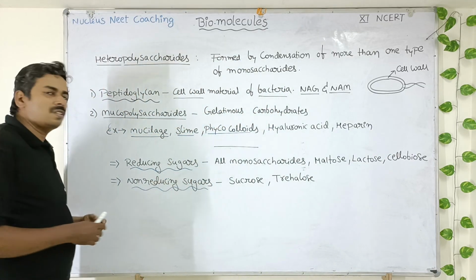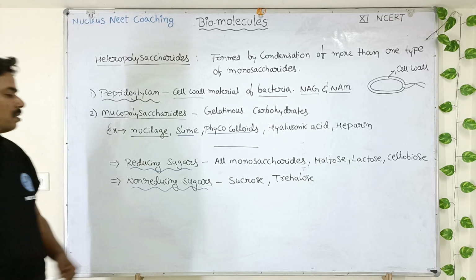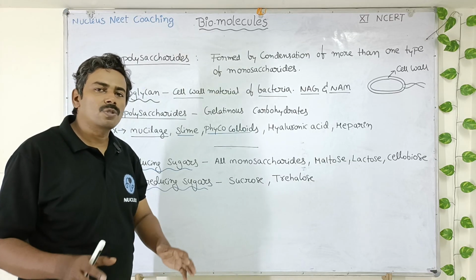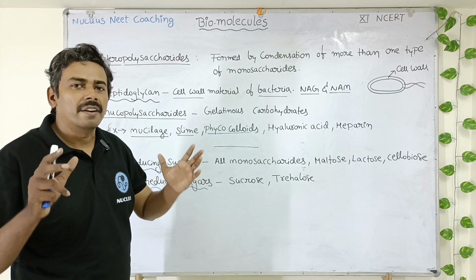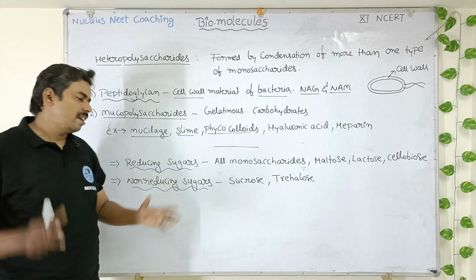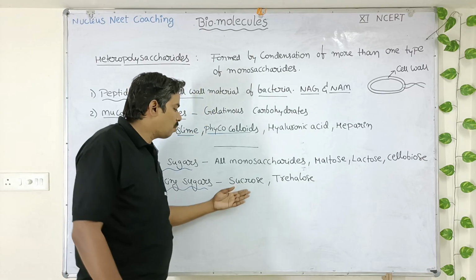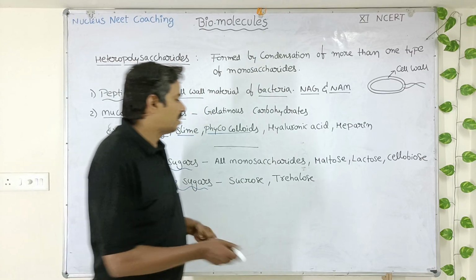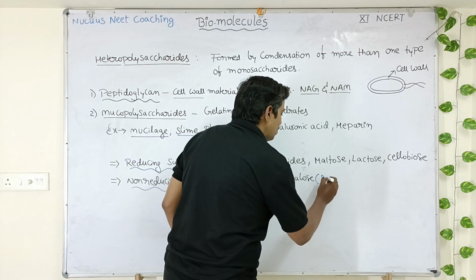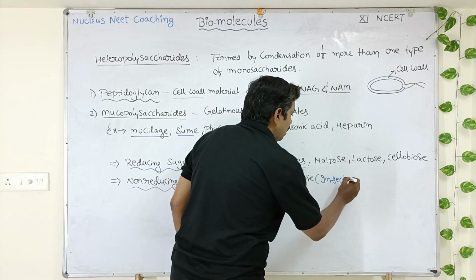They are reducing sugars. Next, non-reducing sugars. Non-reducing sugars are those sugars which do not have reducing activity. They cannot act as reducing agents. Example, sucrose and trehalose. Sucrose is our cane sugar and trehalose is called insect sugar. It is present in insects.